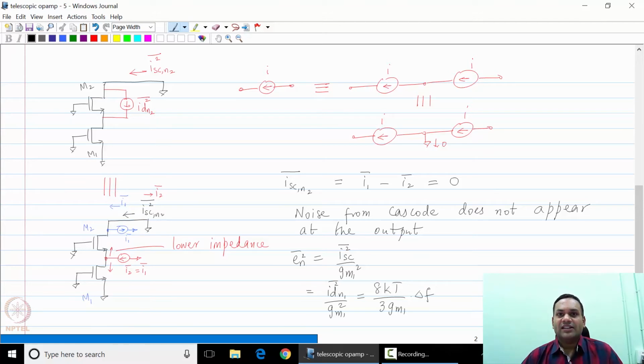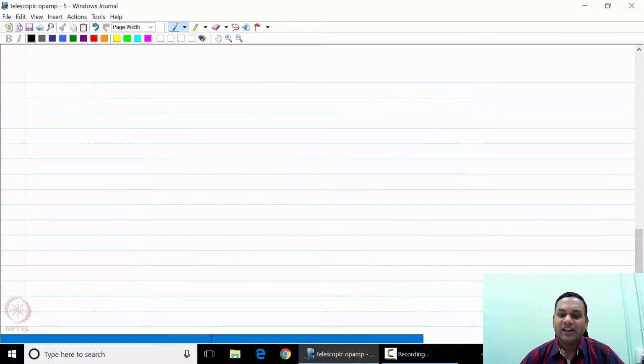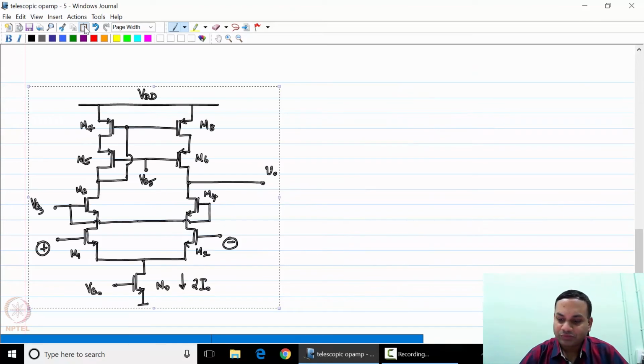As you can see, the input referred noise of the cascode amplifier consists only of the noise of M1. Even though you have added a cascode, the noise of the cascode does not affect the noise of the amplifier. Now we are going to use this to figure out the noise of the telescopic op-amp.